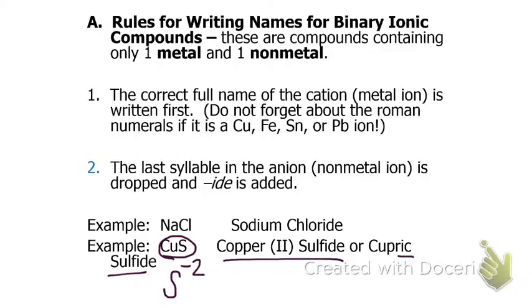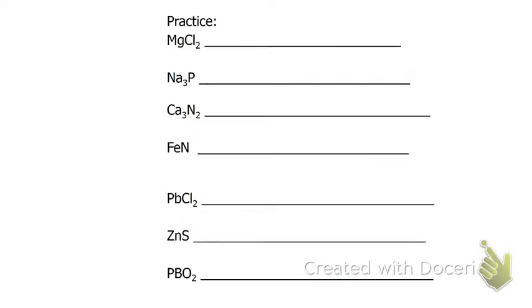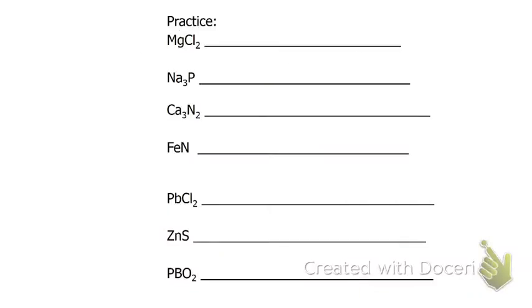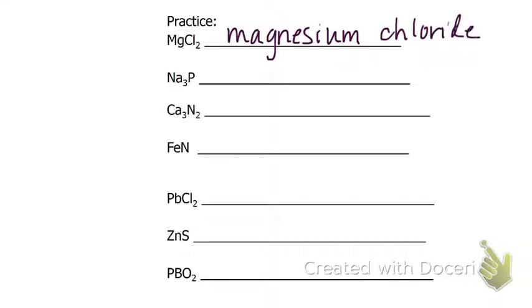Okay? So let's do some of these together. So the first one would literally be just what? Magnesium chloride. Sorry, that's my fault. I forgot to hit the little button. Magnesium chloride. Okay, and then the next one. Sodium phosphide.